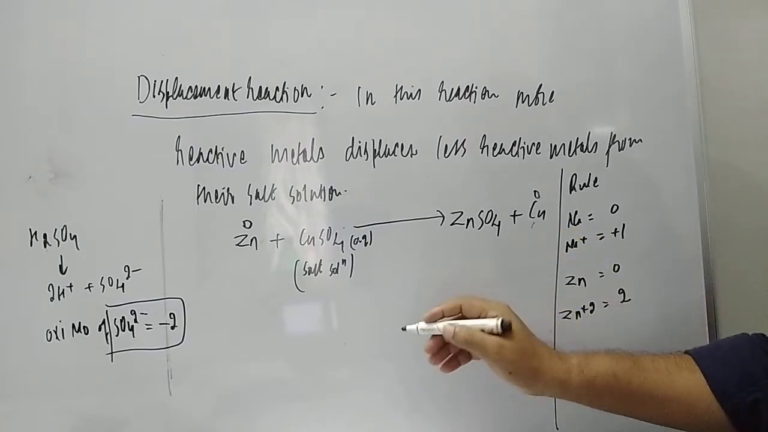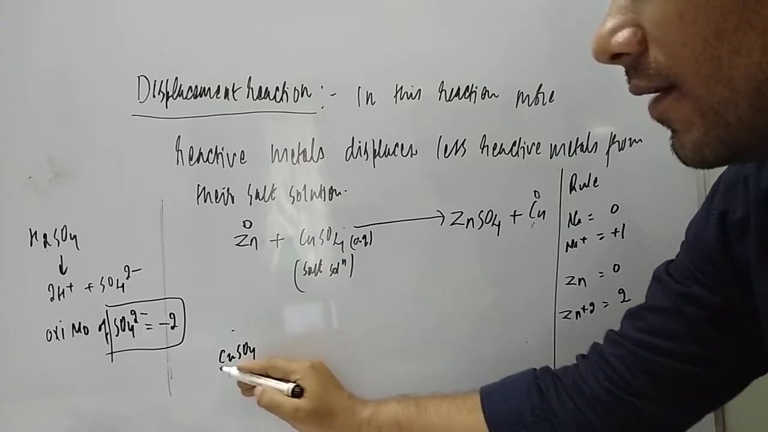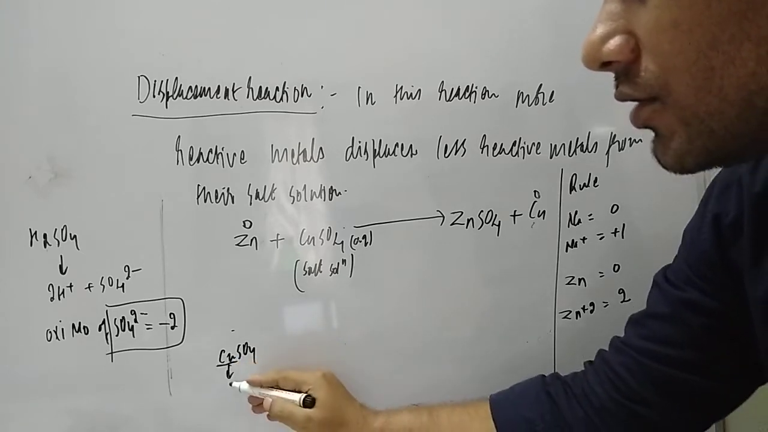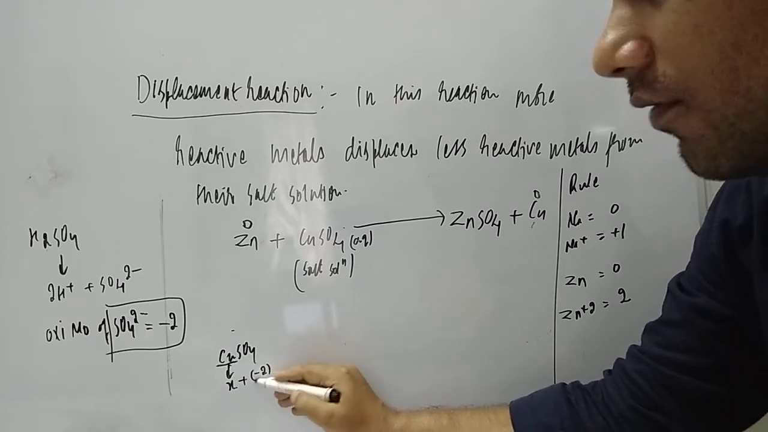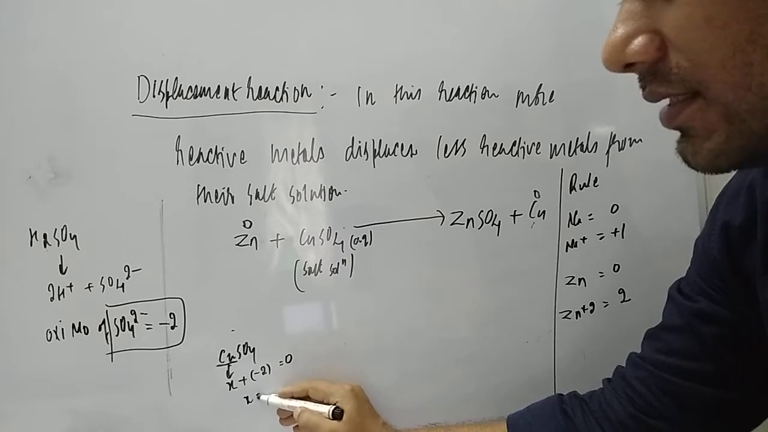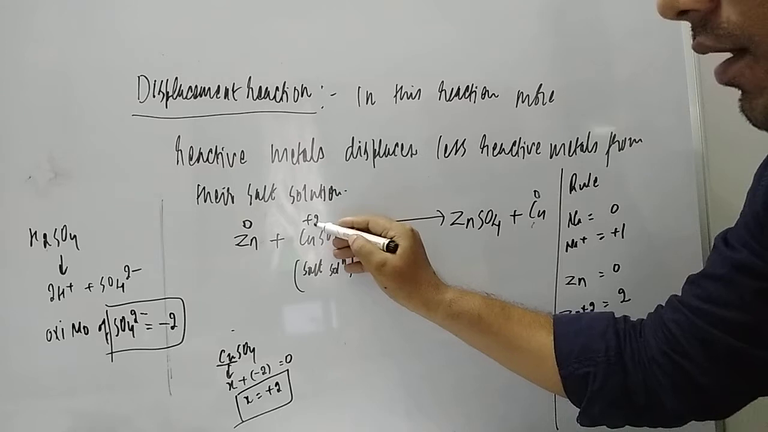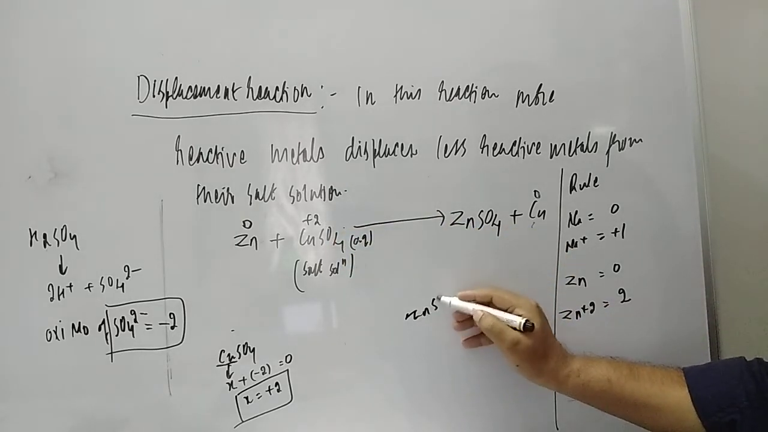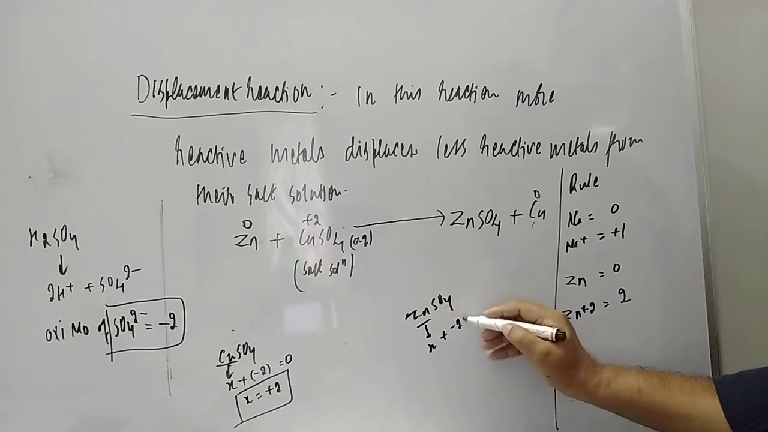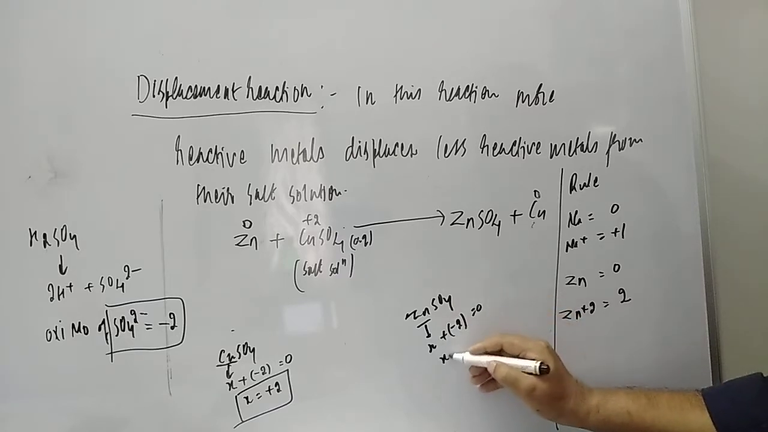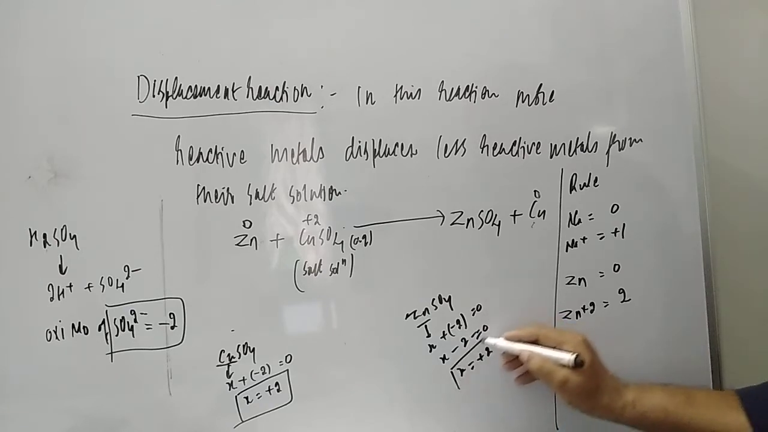Now, rough work: suppose we take copper sulfate and check the copper. Copper is X, plus the sulfate ion -2, equal to 0. So X is equal to +2. And for ZnSO4, zinc is X, sulfate ion is -2, so X - 2 equal to 0. So X is equal to +2. That also is +2.